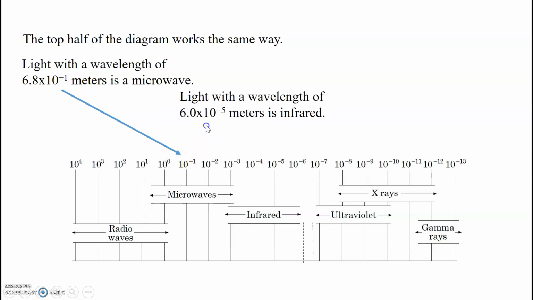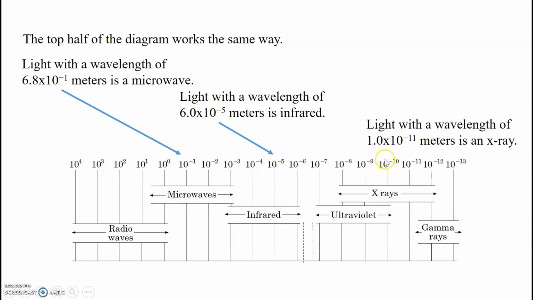Likewise, light with a wavelength of 6.0 times 10 to the negative fifth would fall under the infrared range, and light with a wavelength of 10 to the negative 11th meters would be considered an X-ray, because that power of 10 falls only under X-ray. There are some places where these categories overlap. And so you're going to have to be very careful when answering multiple choice questions about those places where the categories overlap.